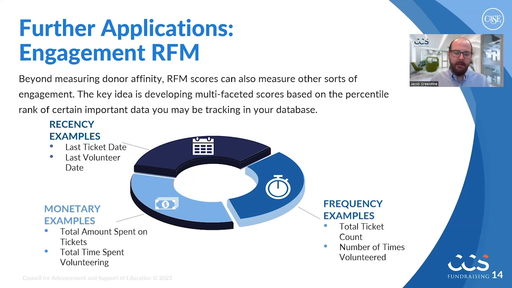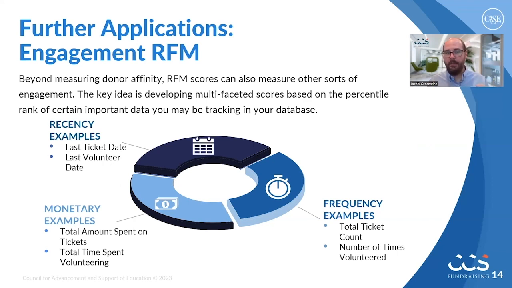but it may be that instead of last gift date, total number of gifts, and total lifetime giving, you're doing something like, for a volunteer RFM score, last volunteer date, how much time have they spent volunteering if you're tracking that, the number of times they volunteered if you're tracking that, right?